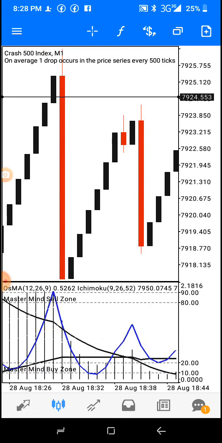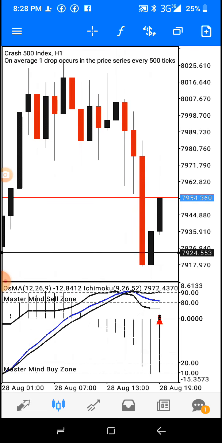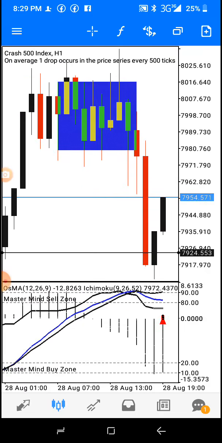Just try to trade when the market is trending. When it's ranging, like in this area, just try to avoid it, because the market is always noisy. You always get caught up by spikes.